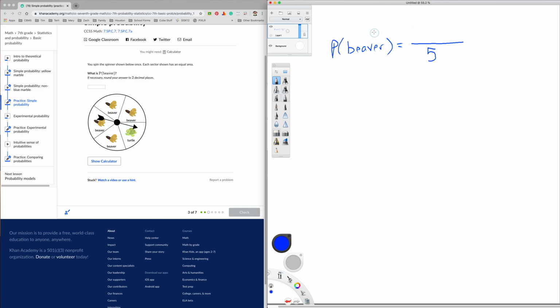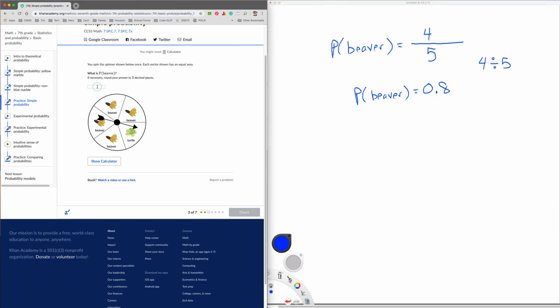And then the number of ways that I could get it to land on the beaver one, well, there's 4 different ways that could happen. 1, 2, 3, 4. So 4 out of the 5 slices. So the probability of it landing on a sector labeled beaver is 4 out of 5. And as a decimal, that is 0.8. If you take 4 divided by 5, you get 0.8. So I'm going to use that as my answer, 0.8.